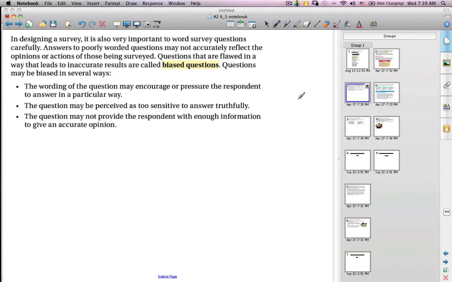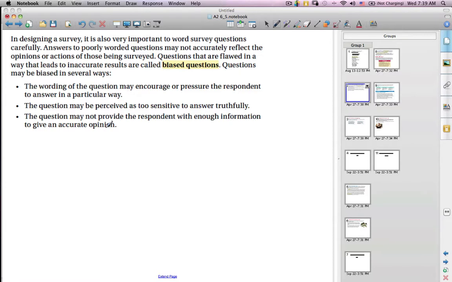In designing a study, it's important to survey your questions to see if they're biased. So one problem with creating a survey or with doing an interview in which you have questions is that the way in which you ask the question can introduce bias. It can reveal a viewpoint of the person who's conducting the study. It can be leading. So what you don't want is wordings that encourage or pressure the respondent to answer in a particular way. You don't want questions that are going to be too sensitive to answer truthfully. So you've got to be careful about what you're asking.